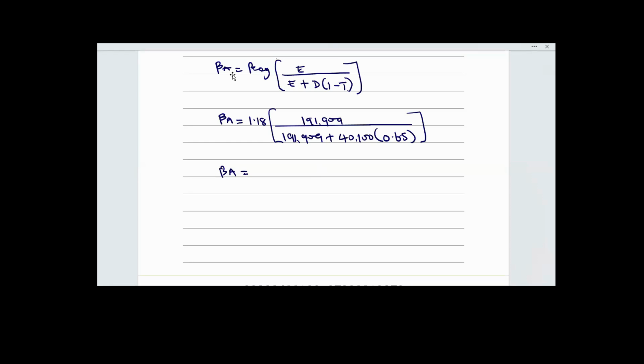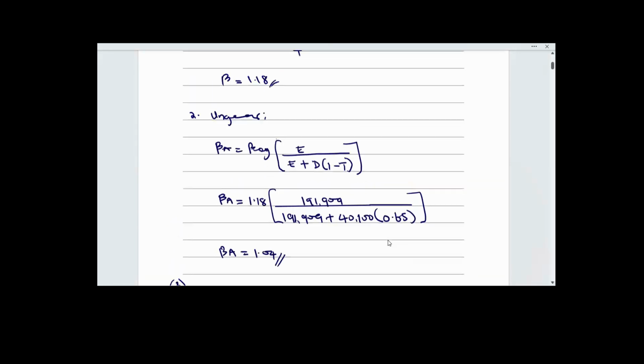What's the final answer? Okay, 1.0... 1 point what? 50. 1 point 50. 04. No, 04. 1.04 is the answer. 1.04 is the answer. Then I will go to step 3.